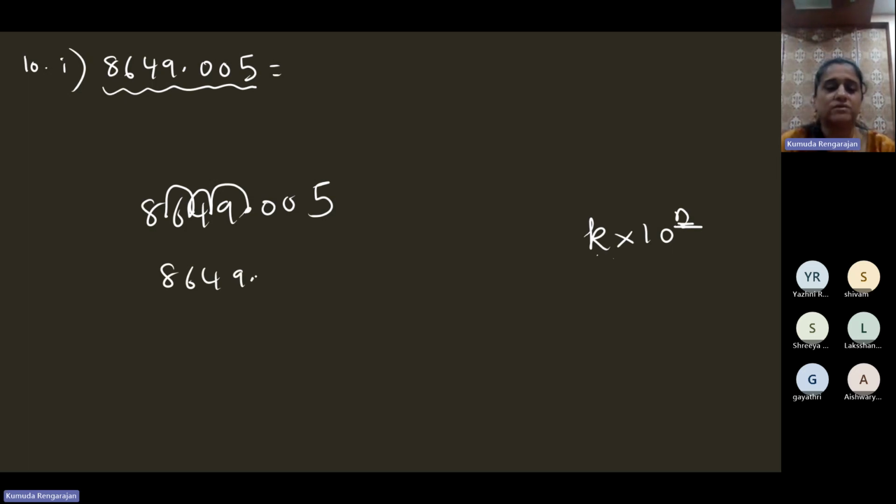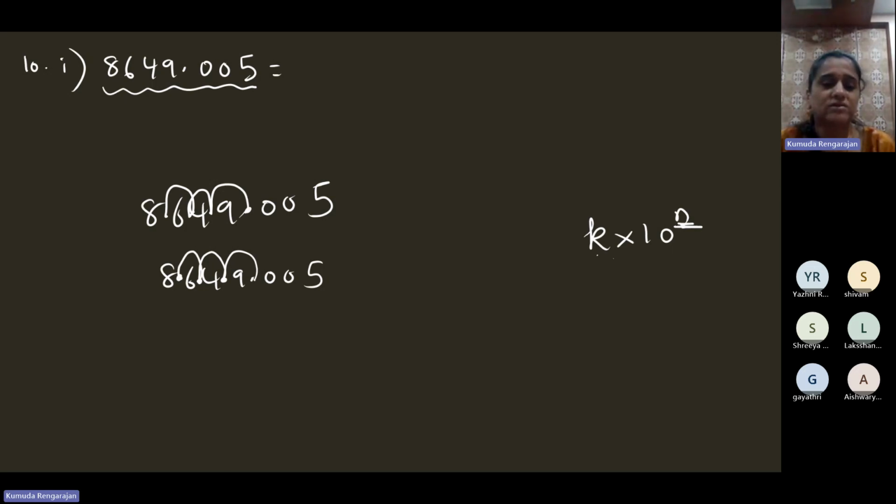Shift the decimal point in such a way that it is shifted to the left or right, any direction you can shift. But the net result should be a number which is 1 or more than 1 but less than 10. To get a number in this range, shift the decimal point accordingly. So you have to move it to the left. Supposing you leave it here, it is 864.9005, that's more than 10. Supposing you shift it here and leave it there, 86.49005, it's more than 10.